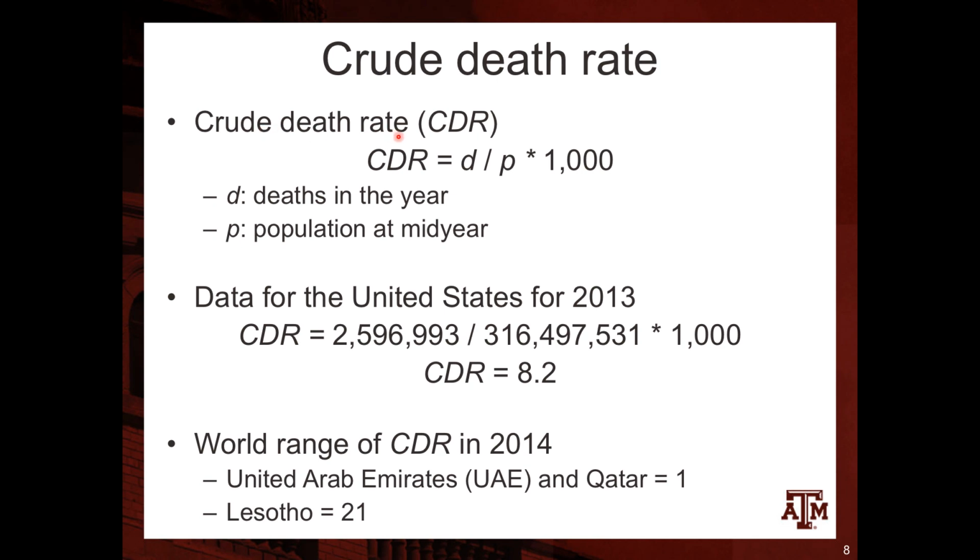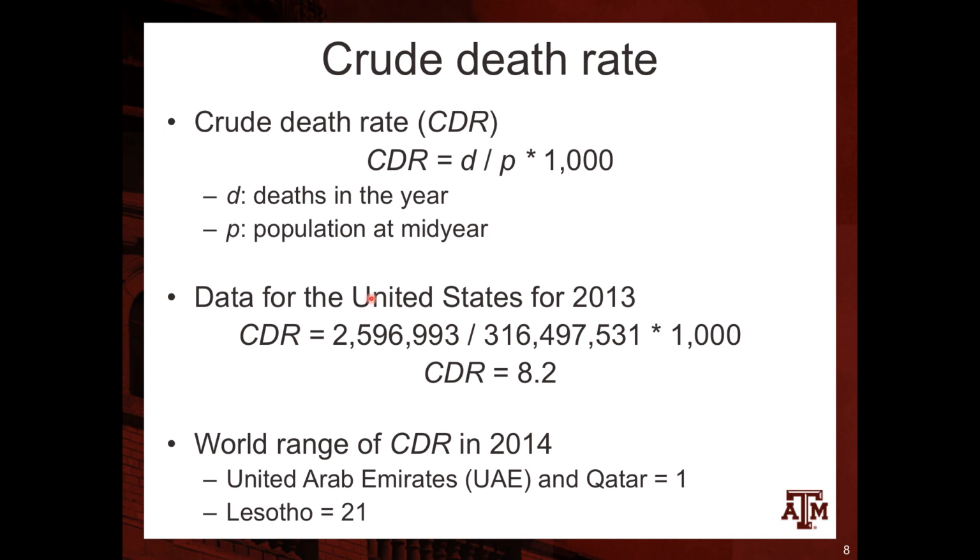The simplest indicator for mortality that we have is the crude death rate. The crude death rate, symbolized by CDR, is pretty much the number of deaths that happen in a specific year in a specific population divided by the population at the middle of the year in that same country, in that same society. And we multiply by 1,000 because this rate is really small. That's why we multiply by 1,000, so we don't have such a small number.